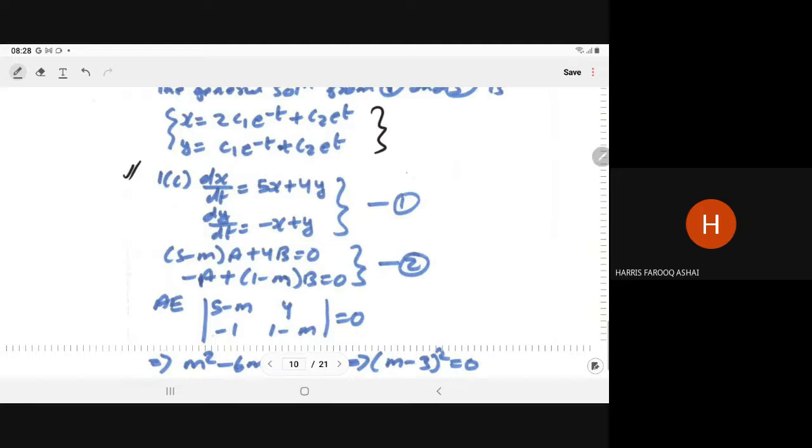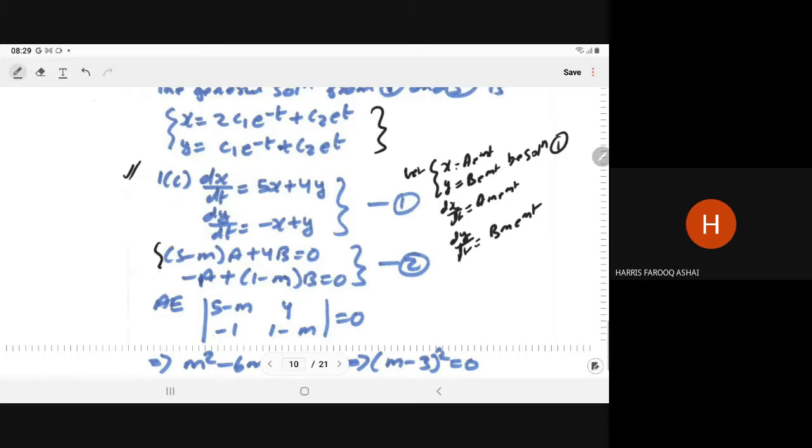In this case again we assume x is equal to a e to power mt and y is equal to b e to power mt be a solution of the system. Then we compute dx by dt as a m e to power mt and dy by dt as b m e to power mt, and on putting, you will get the following system of algebraic equations.